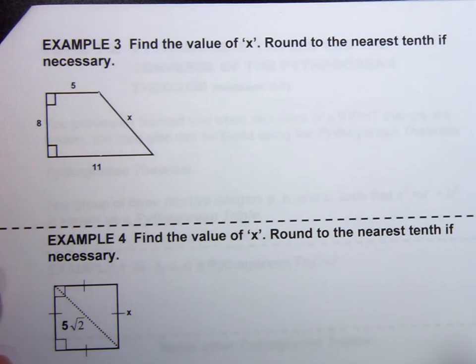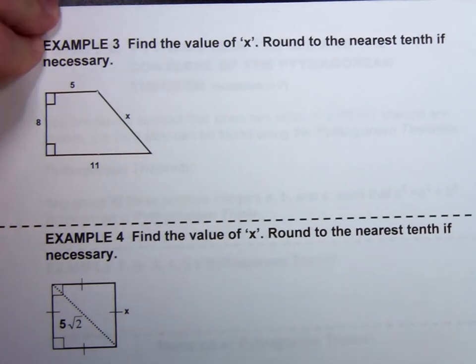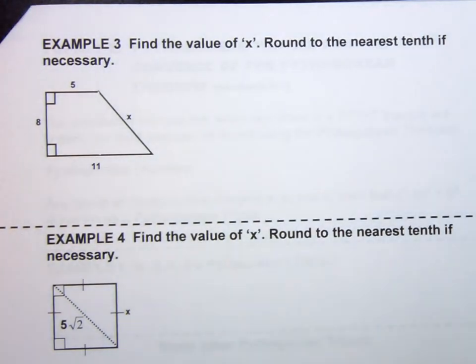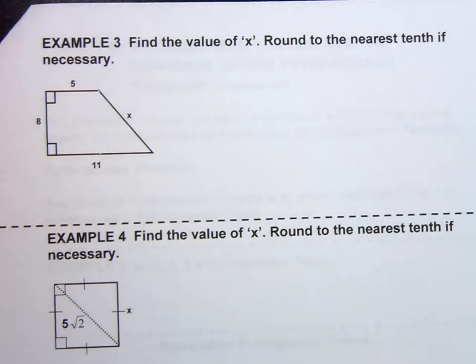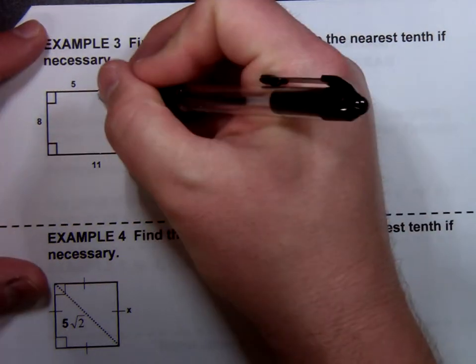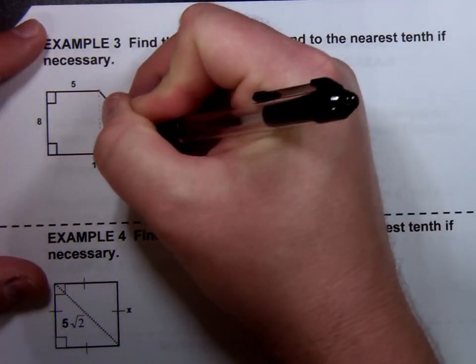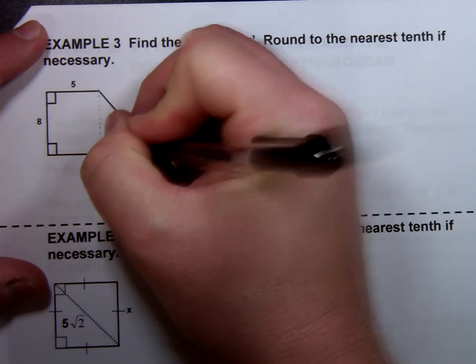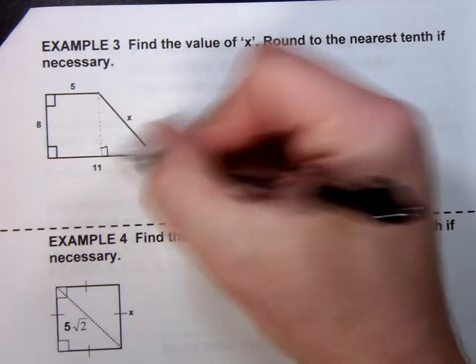All right, let's try another one. Example 3. Find the value of x and round to the nearest tenth if necessary. Now, at first glance, this doesn't look like a Pythagorean theorem problem because I don't see a right triangle. However, if I were to draw a line in right here, I now have a right triangle over here.